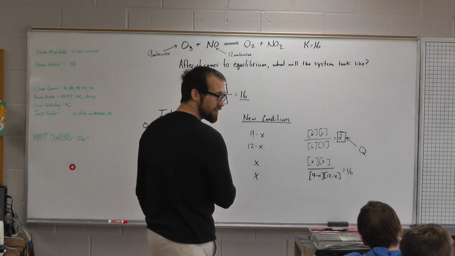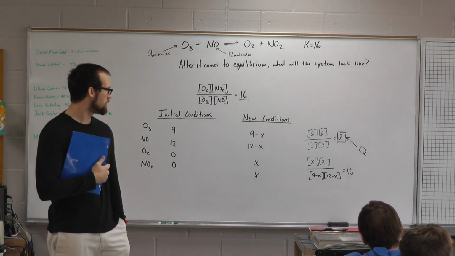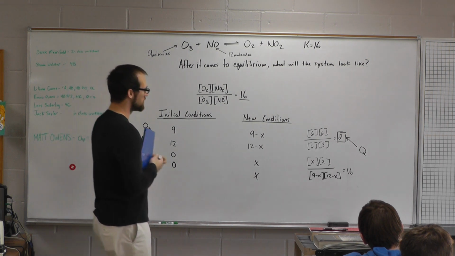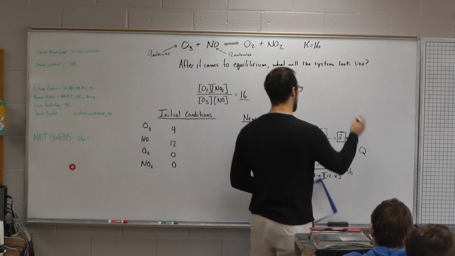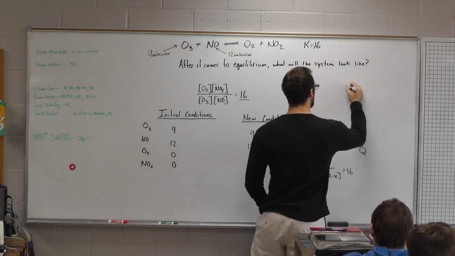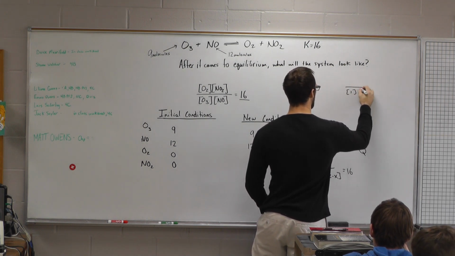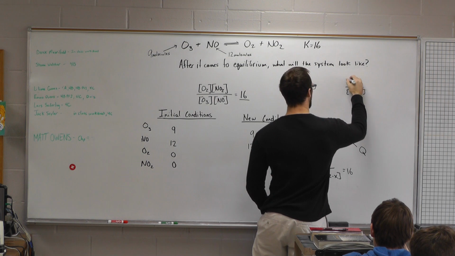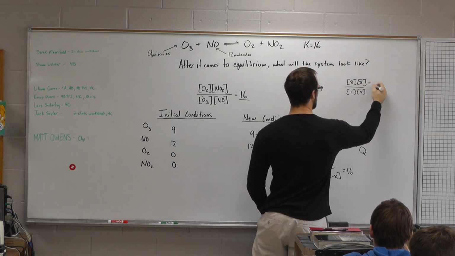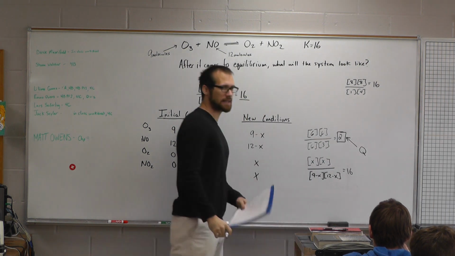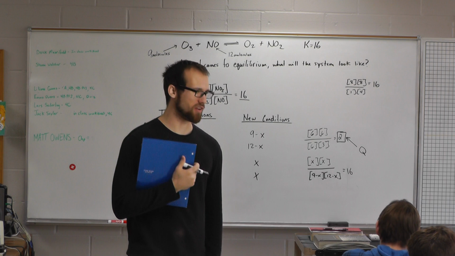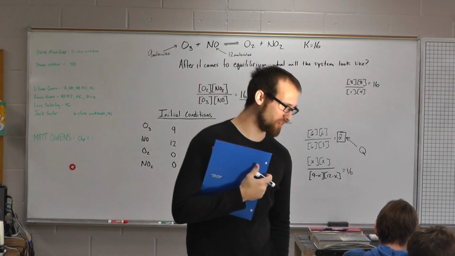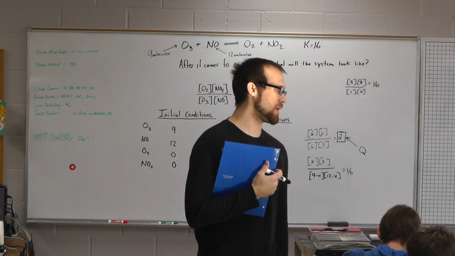It's 8. Have you guys figured that out yet? Yeah, it's 8. So if I took 9 minus 8, 12 minus 8, you would get 1 and 4. And then you could have 8 and 8. And that should give you 16. So we knew it was product favored, and now we know how much product favored. It's almost all the way to completion.